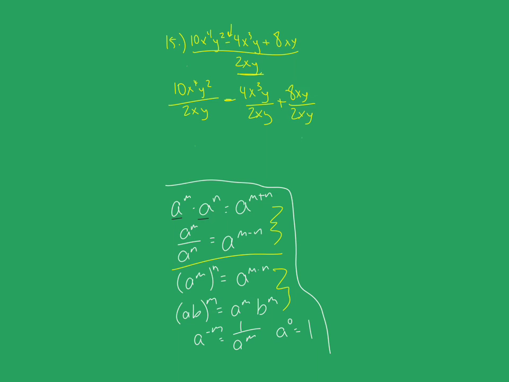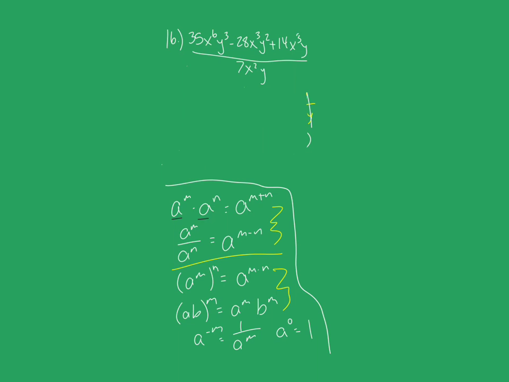Now I'm going to start simplifying each little chunk. There's basically 3 problems in here. So 10 over 2 is 5. I have x to the 4th over x to the 1st. That's going to become x cubed. Y squared over y is just y. 4 over 2 is just 2. X cubed over x is just going to be x squared. And these y's cancel. And the third part, 8 over 2, is 4. The x's cancel, the y's cancel. So that's your final answer for 15.